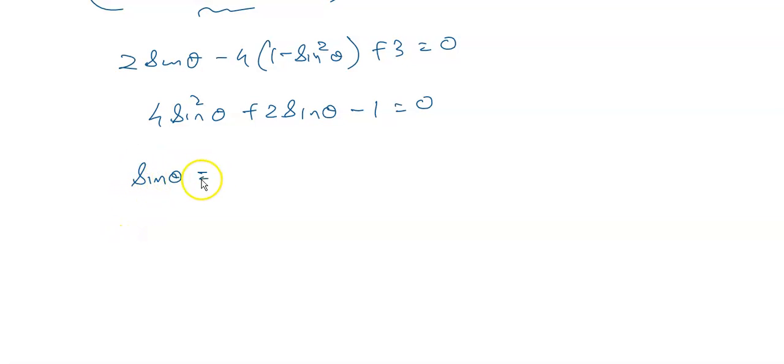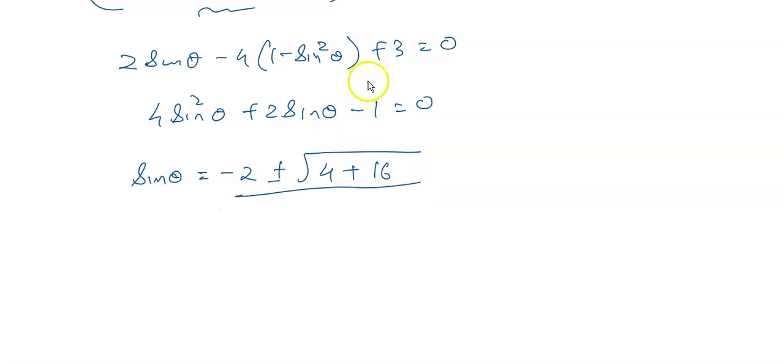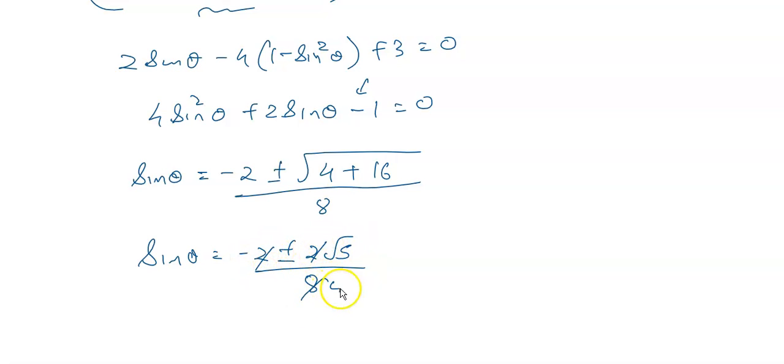So sin theta will be equal to minus b plus minus root of b square minus 4ac. So minus 2 plus minus root of 4 and from here I would get 16, plus 16 will come because there is a minus sign over here, and 2a that is 8. So sin theta is equal to minus 2 plus minus root 20, which is 2 root 5, divided by 8. So 2 2's are 4. So this implies theta is an acute angle. So since theta is acute, we would get only one value, that is root 5 minus 1 upon 4. This should be the answer.